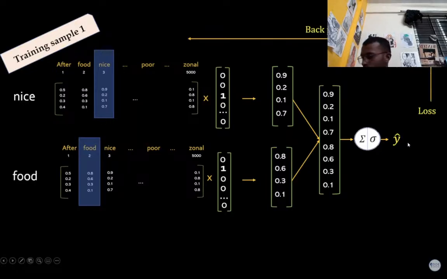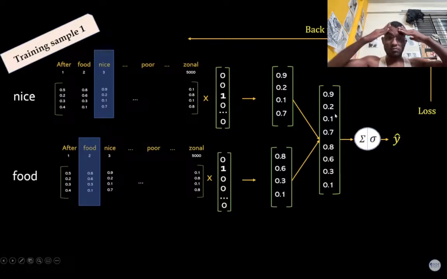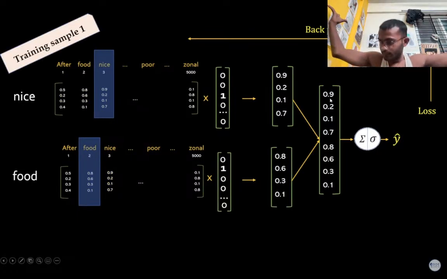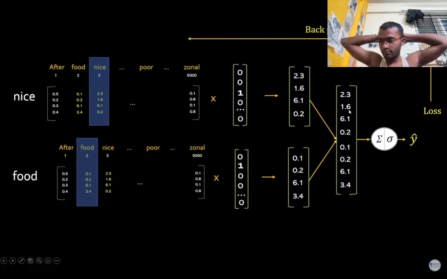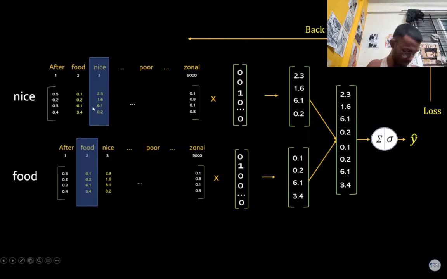Then you get the loss, and you backpropagate that loss. Now when you backpropagate that loss using gradient descent, these weights will update. See, right now it's 0.9, 0.2, and so on. See, the weights are updated. It was 0.9, 0.2, now 2.3, 1.6. I have put random numbers, friends, but you get the point. So in this pursuit, your embedding matrix will keep on changing.